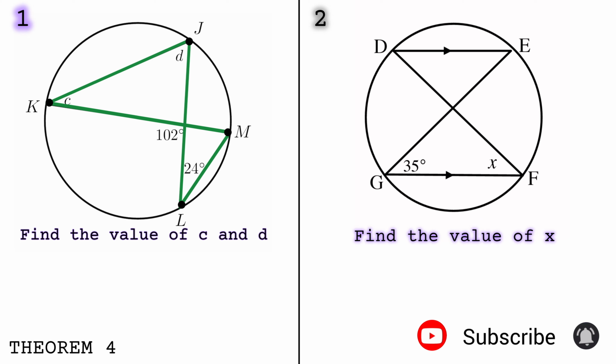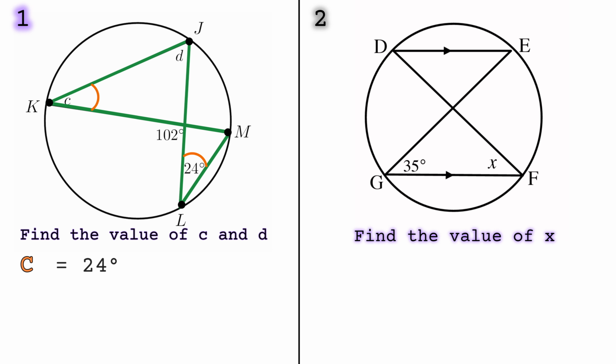In the first example, angle L is equal to angle K, which is the value of C. These two angles are in the same segment of the circle. Therefore, the value of C is 24 degrees.